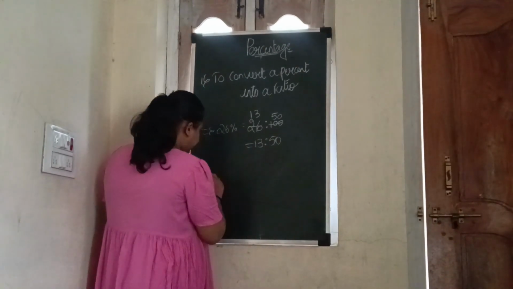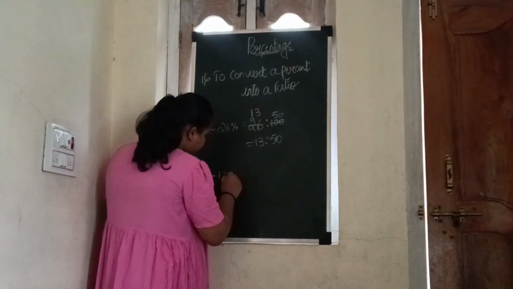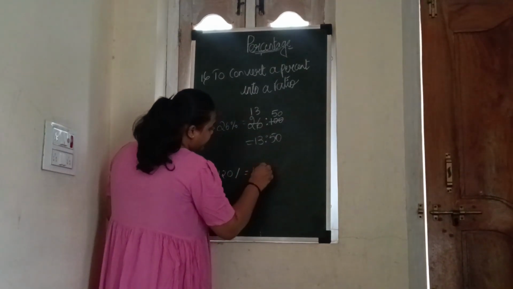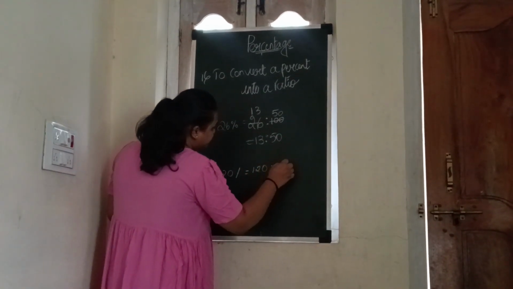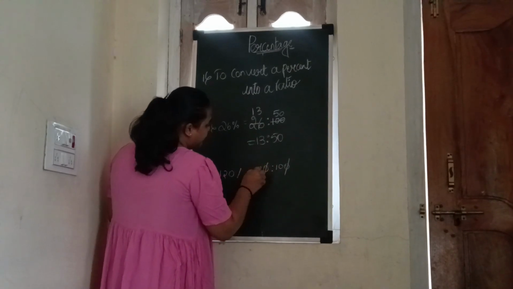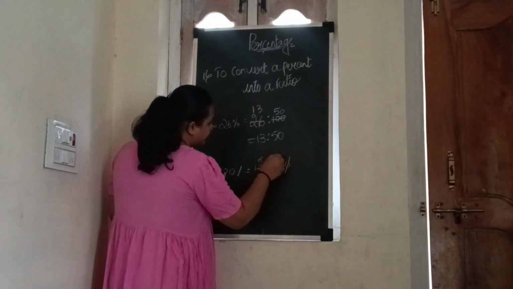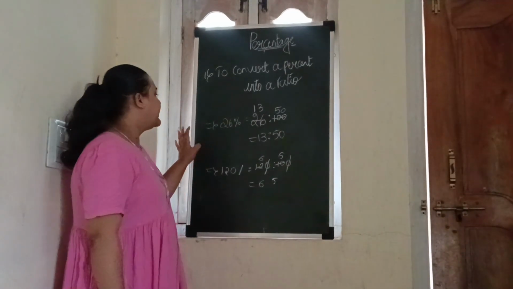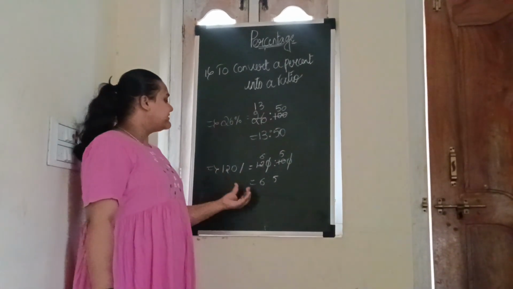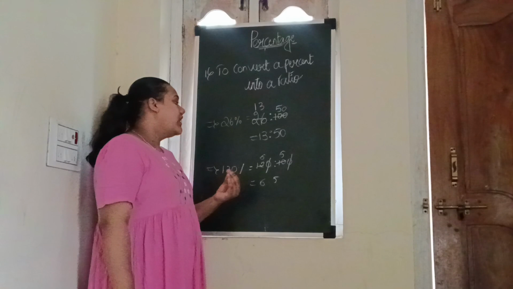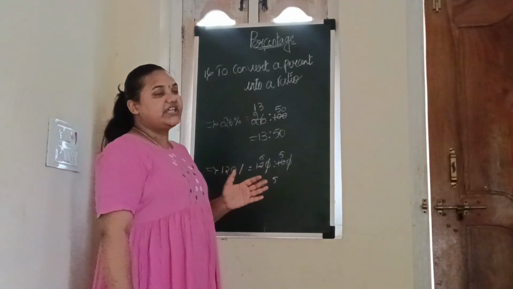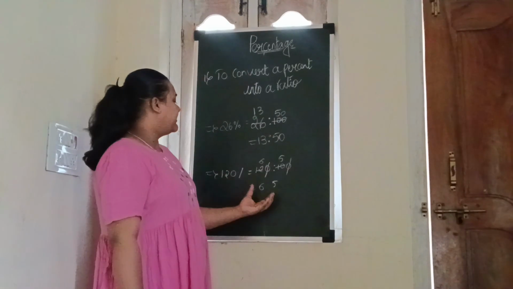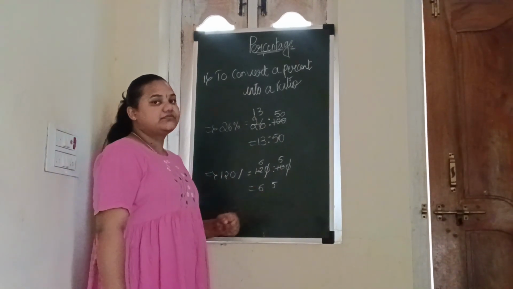Let me take another example: 120%. We are dropping the percentage as 100. The zeros get cancelled. 2 sixes are 12, 2 fives are 10. So 6 is to 5. So here we come to know the percentage is converted into a ratio by dropping the percentage as 100, cancelling it, and converting it into ratio form.